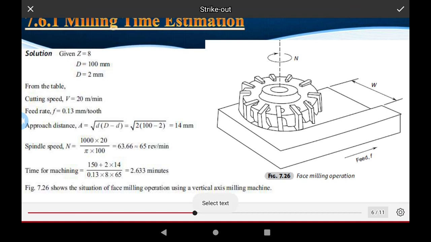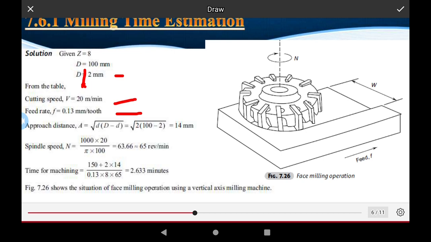Given z equal to 8 teeth, and D is equal to 100 mm diameter, and also small d equal to 2 mm. For the table of cutting speed, the standard value considered for the vehicle is 220 meters per minute, and the feed rate is 0.13 mm per tooth. This is a standard value that depends upon the material.